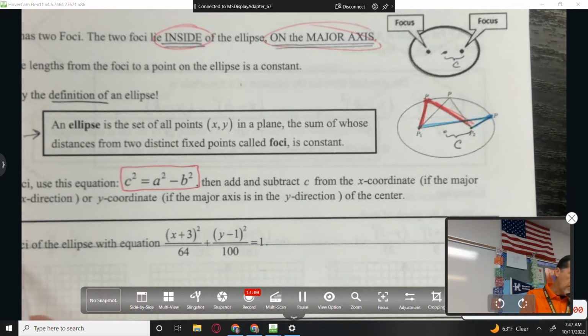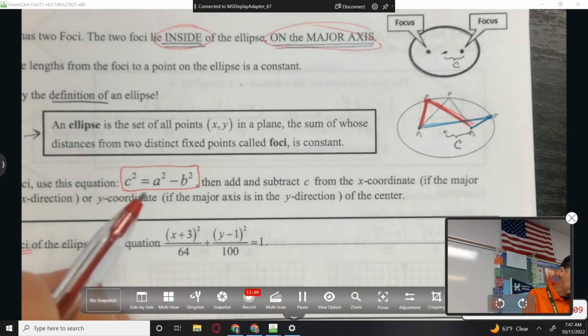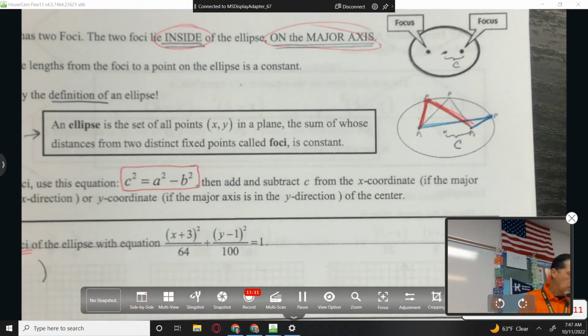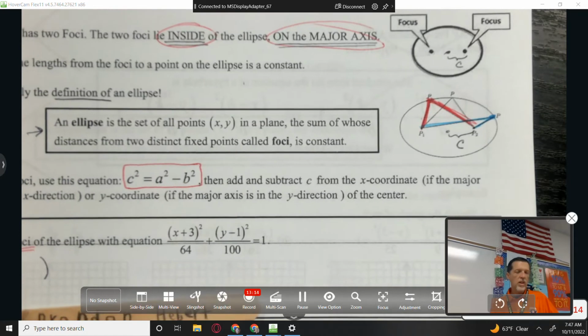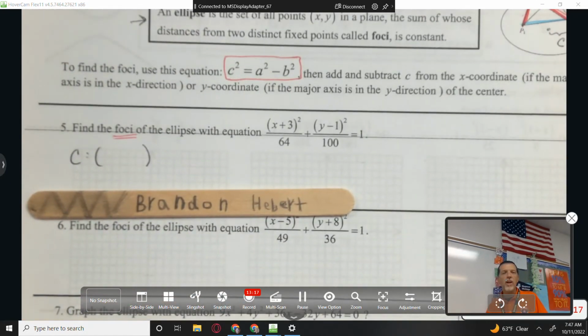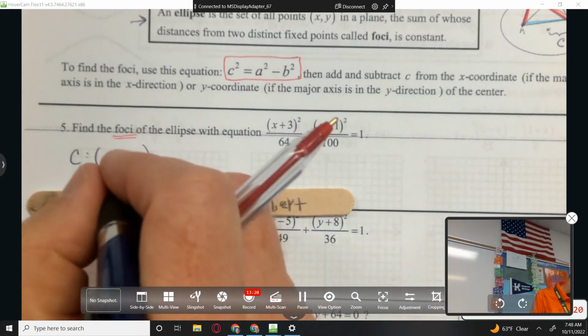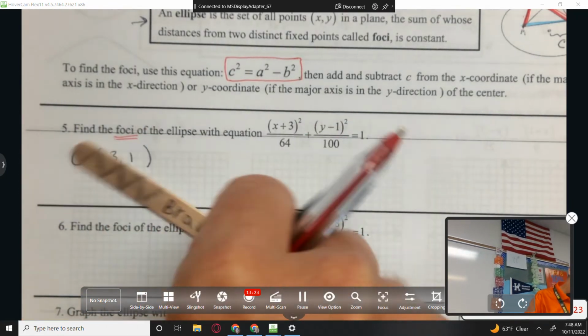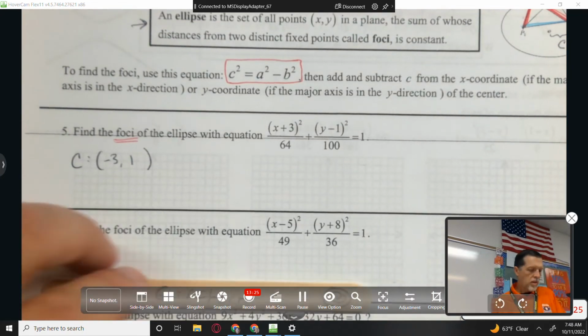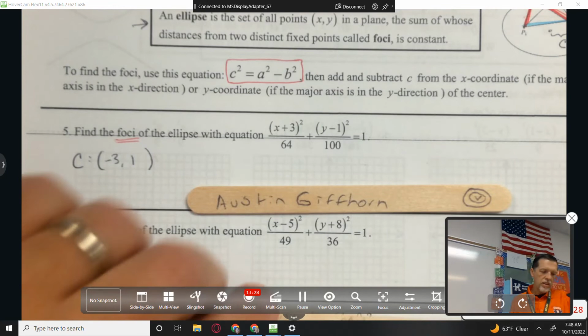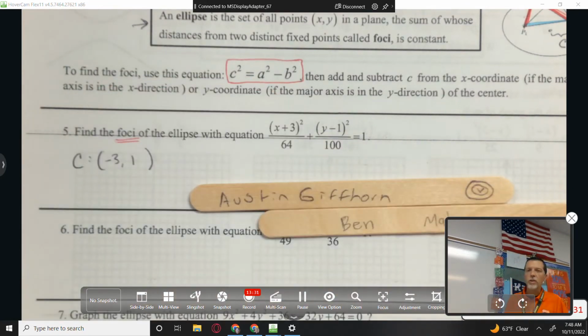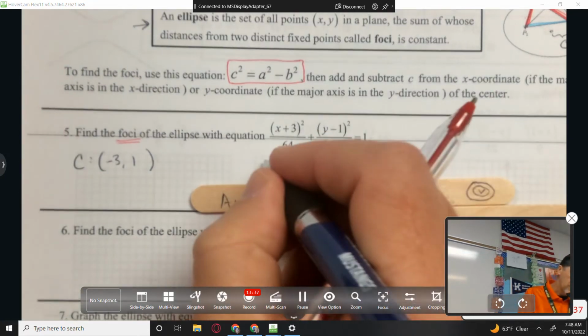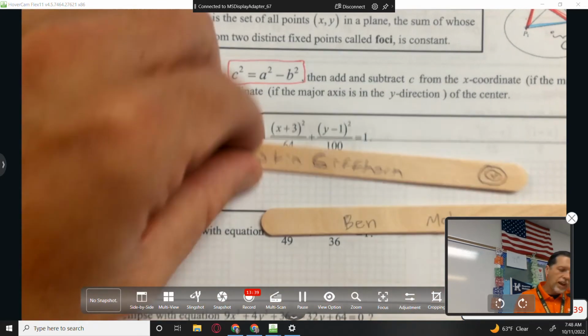Number 5. Find the foci of the ellipse with this equation. Well, it's very hard to jump straight to the foci. You kind of have to find a lot of the other pieces first. So let's walk through the pieces here. Brandon, how about the center for number 5? Where would the center of that thing be? Negative 3, 1. And even without graphing it, Austin, what does that 64 do? If we were going to graph it, what would we do with the 64? Left and right 8. Good. We'd go left and right 8.